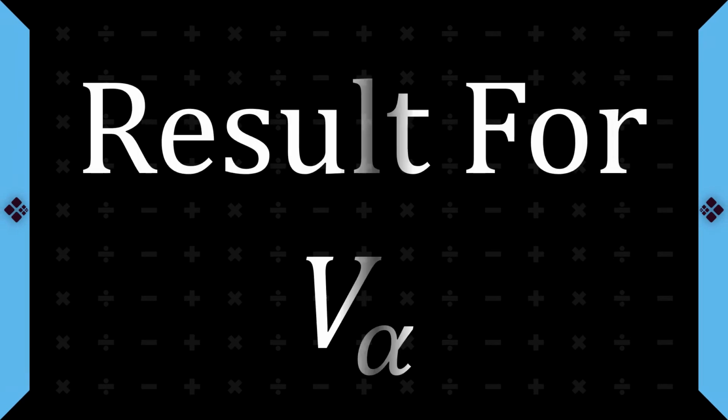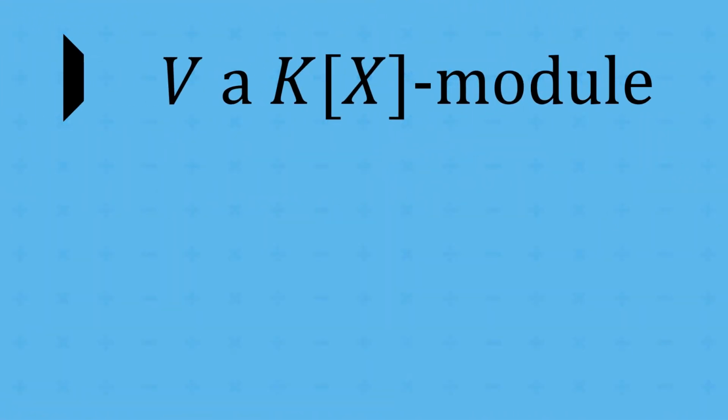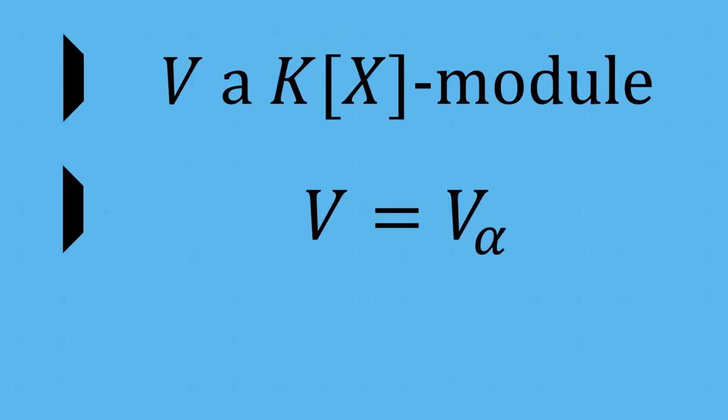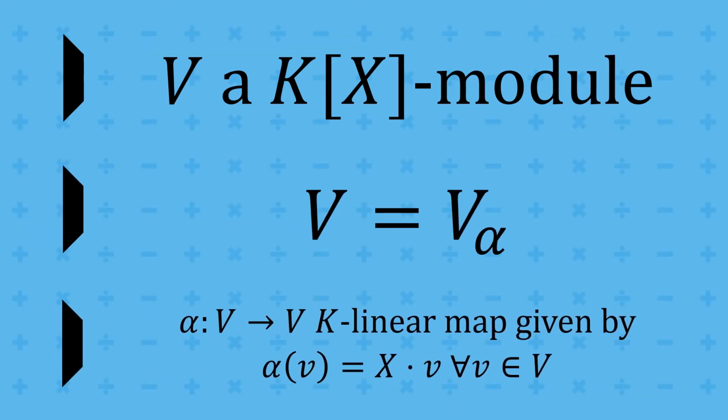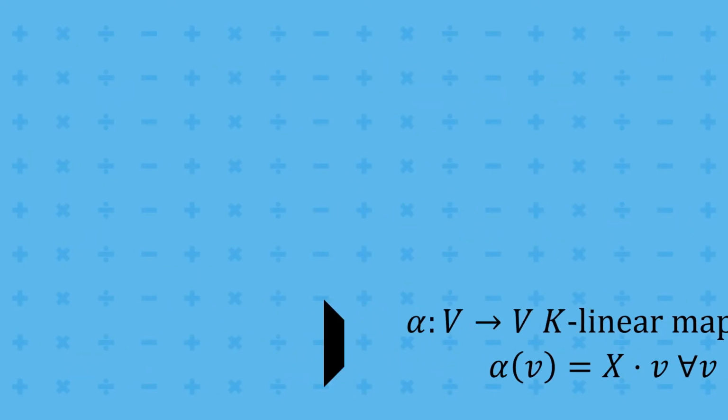We can now give an important result for V_alpha. Let V be a K[x]-module. Then V is equal to V_alpha, where alpha from V to V is the K-linear map given by alpha of v equal to x dot v for v in V.